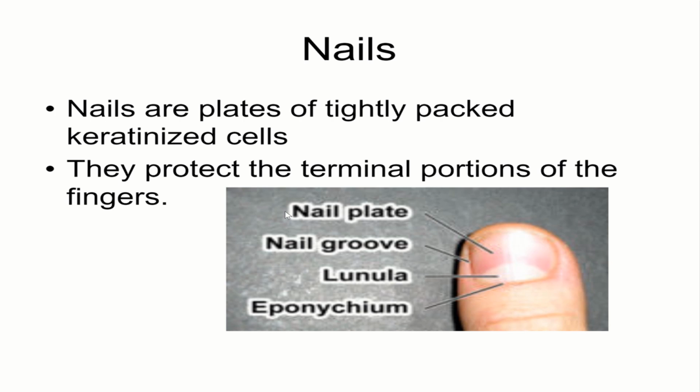Now talking about nails. Again, just like with the skin in the epidermis, nails are tightly packed keratinized cells. And similar to the skin, they are arranged into plates, so they are layered like that. And their purpose is to protect the terminal ends of your fingers. They are there to spread out any impacts that might damage your fingertips.